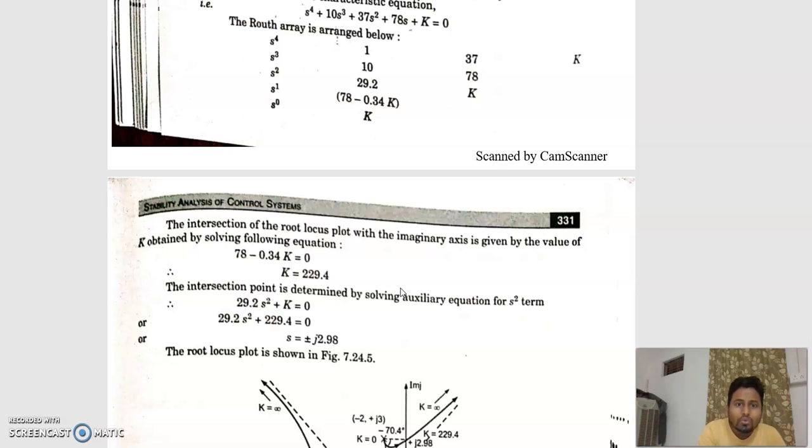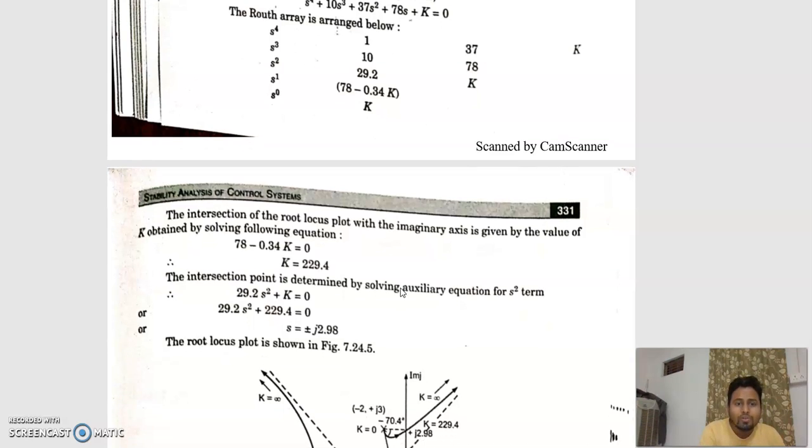So above S1, that is the S2 row, we have to find the auxiliary equation by the use of the S2 row. So it will be 29.2 S square plus K equal to 0. Put the value of capital K and find the value of S. That is S equal to plus minus j 2.98, the cut-in point at the imaginary axis. That means the root locus will pass through these 2 points on the imaginary axis.